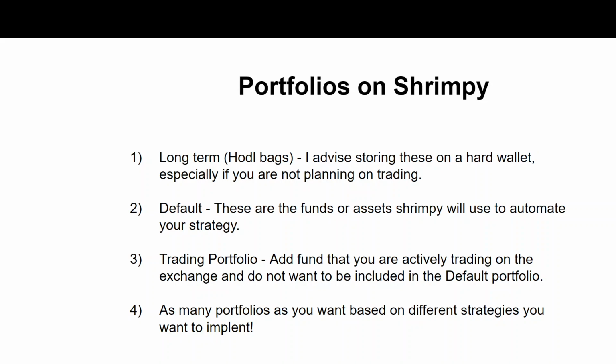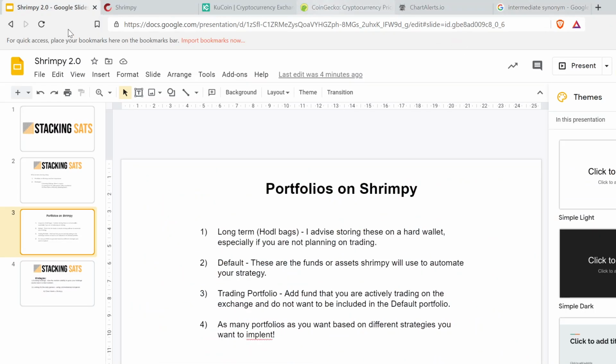So make sure if you have funds that you're trading or you want to put in a long-term bag, create a different portfolio to store those funds in. I will show you how to do that in a moment. Those funds can be included and you can set an automation for them, or you can just leave them there so that Shrimpy's automation doesn't affect any of these assets. On top of that, you can make as many portfolios as you want based on different strategies you want to implement. So I'm going to jump straight onto Shrimpy and show you how to create multiple portfolios.